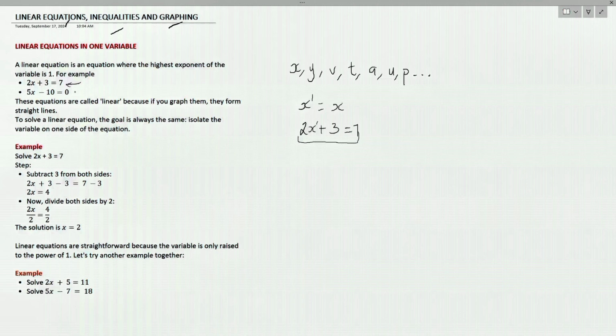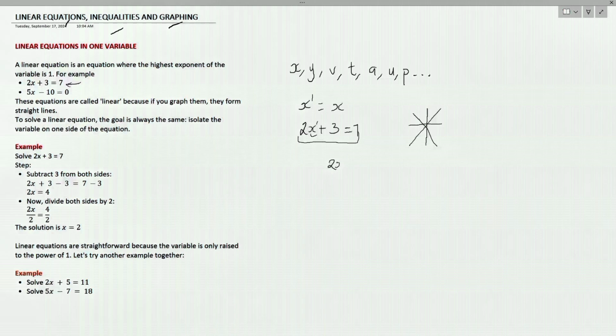This is an example of a linear equation, and they are called linear because if you draw them on a graph, it's going to give you a straight line across the graph. That's why it's called a linear equation. To solve a linear equation, the goal is very important. The goal is the same: you isolate the variable, in this case x, and then you look for the value of x.